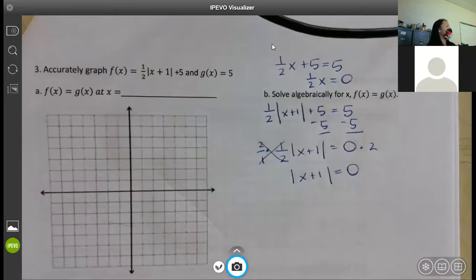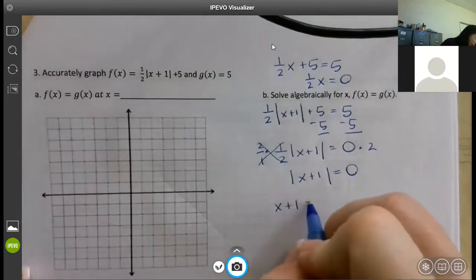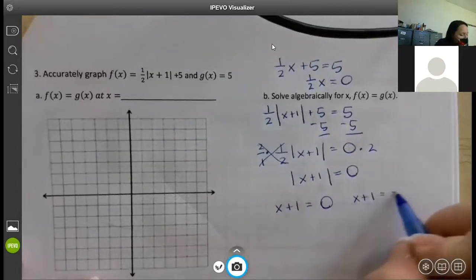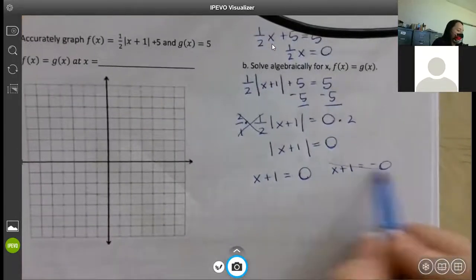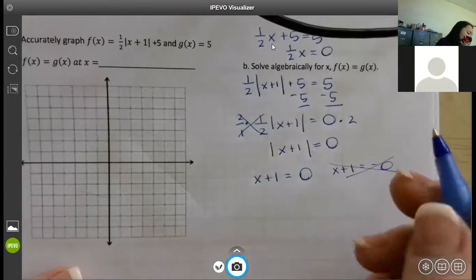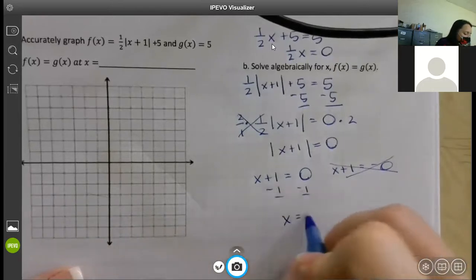The second step is make 2 equations where you have a negative and a positive. But what's special about 0? Do we have a negative 0 or a positive 0? It's just 0, right? So this one is only going to be one equation. So anytime that you see 0 happen, it's going to be one equation. It's just going to be x plus 1 equals 0. There's no such thing as a negative 0. You're solving the same equation, so it's pointless to do that. And then how do I solve for x? Subtract 1. And I get x equals negative 1.